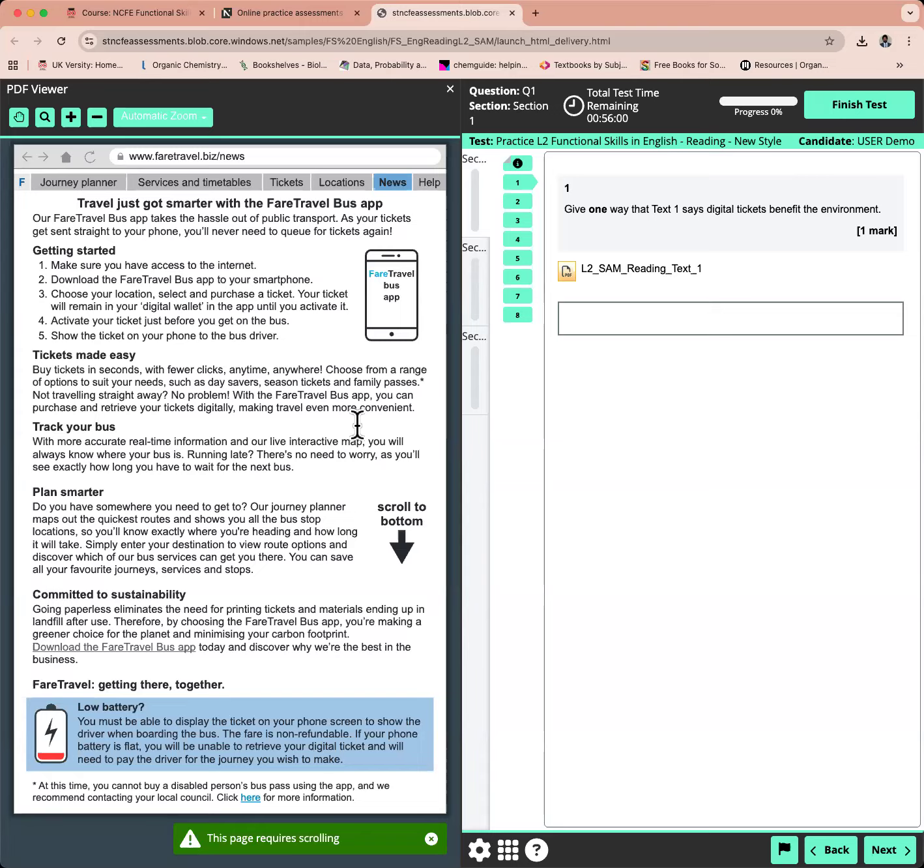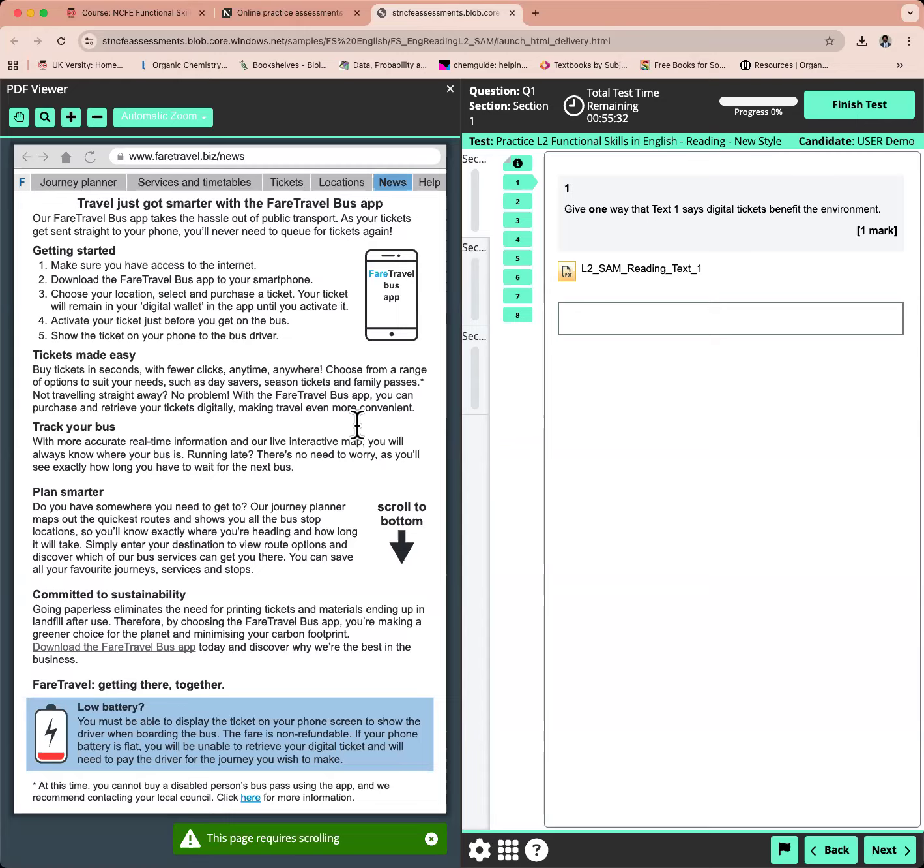And if your phone battery goes flat, it says it is going to be unable to view the digital ticket, and that would mean that you'll need to pay the driver for the journey you wish to take. So if the phone is non-functional because of battery outage or the battery discharging, then you would need to pay the physical fare to the driver and buy a ticket in such cases. So there is an eventuality also mentioned.